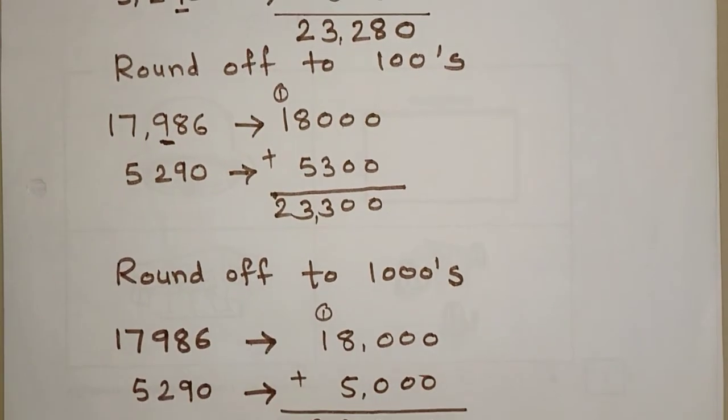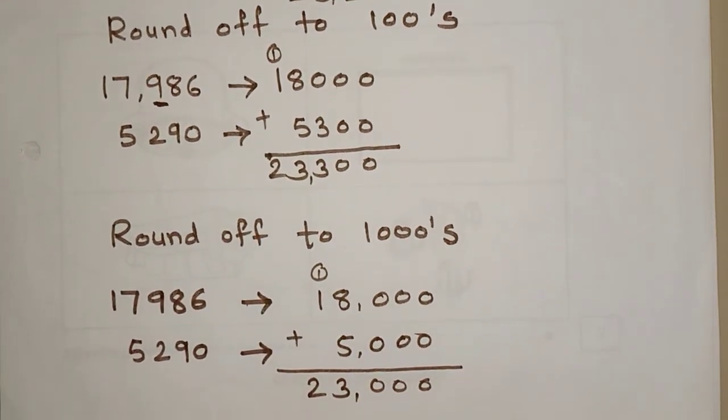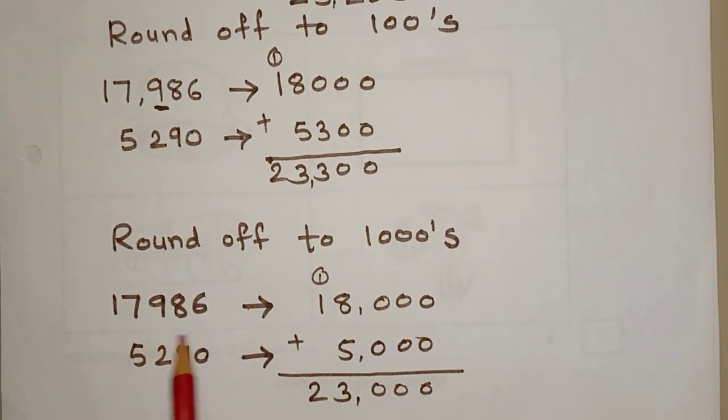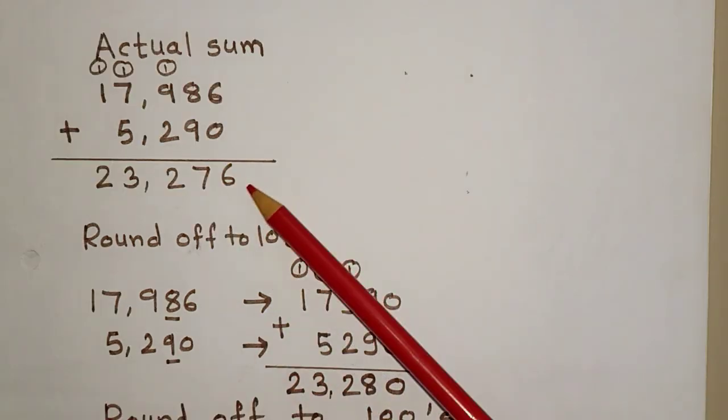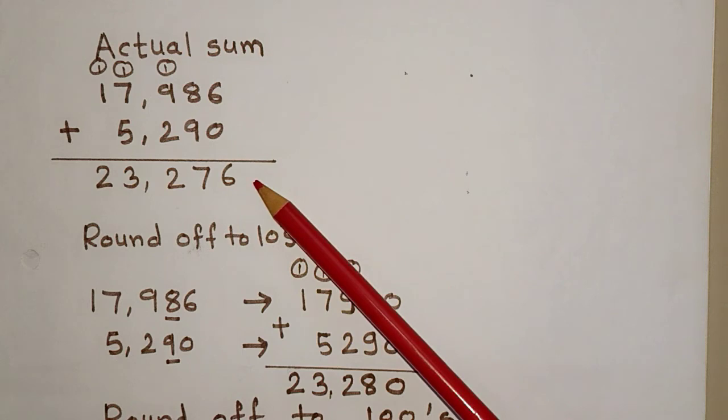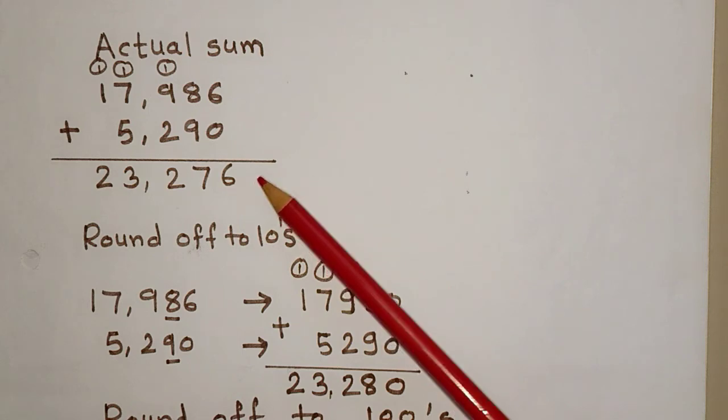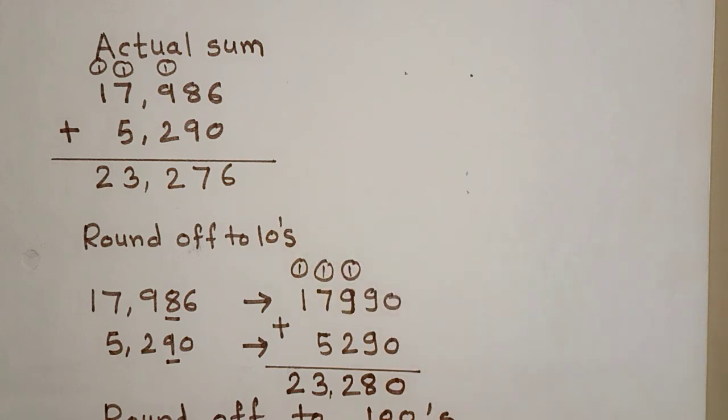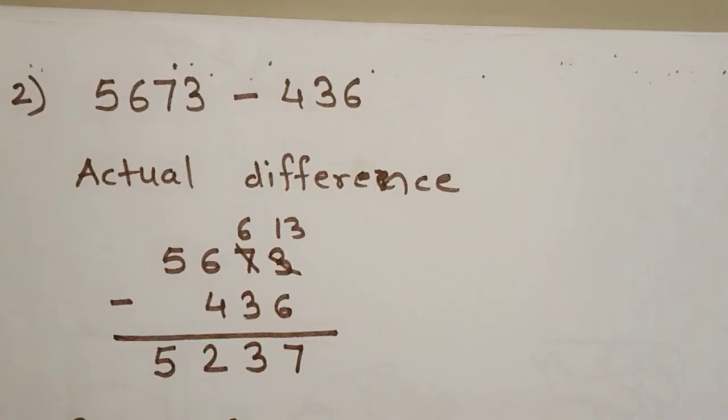And let's round off these numbers to the thousands. So 17,986 becomes 18,000 and 5,290 becomes 5,000. My answer is 23,000, which is close to my actual sum. So this way we can do the addition. Now let's see the difference.